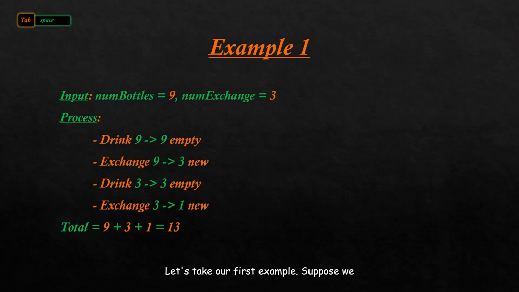Let's take our first example. Suppose we start with 9 full bottles and the exchange rate is 3 empties for 1 new bottle. First, we drink all 9 bottles, leaving 9 empty bottles. These empties can be exchanged for 3 new full bottles, which we also drink, giving us 3 more empties. Those 3 empties can be exchanged again for one last bottle. At the end, we drank 9 plus 3 plus 1, giving us 13 bottles in total. This example clearly shows how exchanges add extra value to the initial stock of bottles.